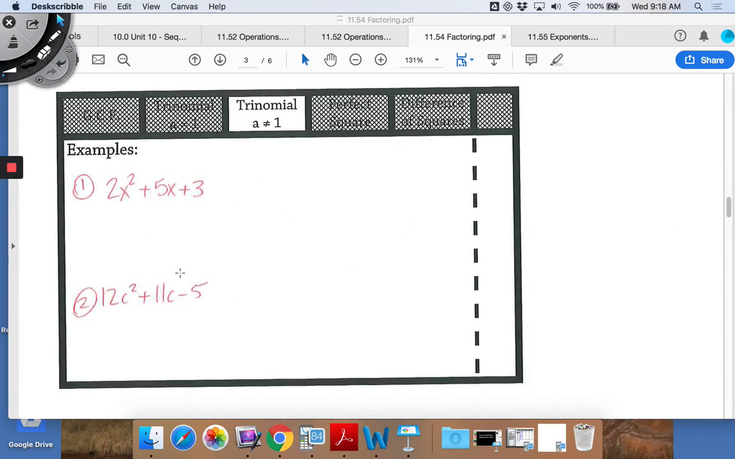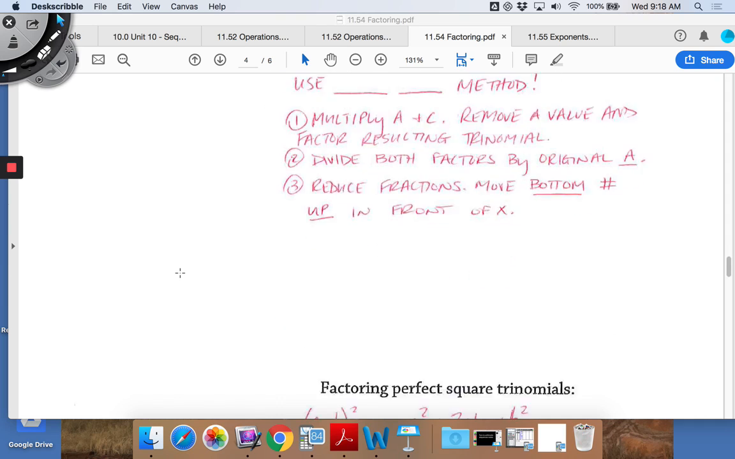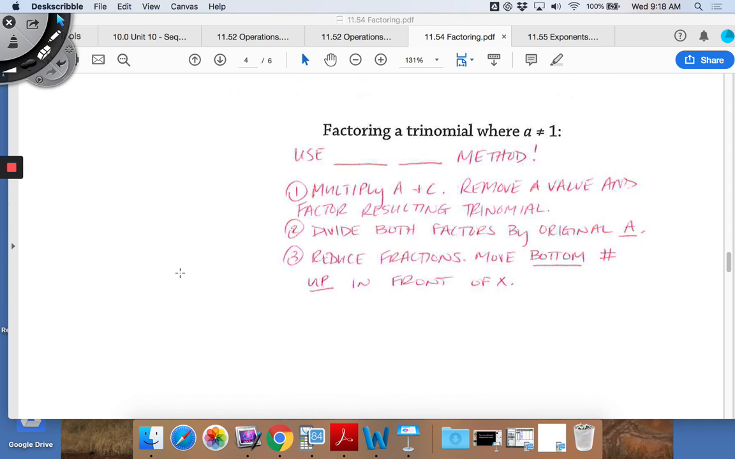Next is if the trinomial has an a value that's not equal to 1. So we're going to use what I call the bottoms up method. Other teachers that I know call this slip and slide. And so I have the steps written out here, but we're going to actually just go do it.